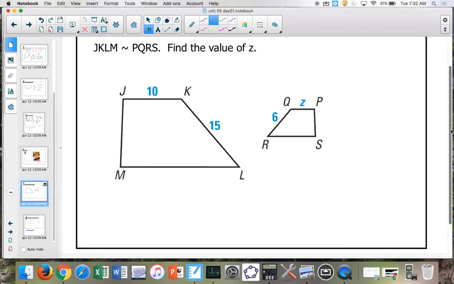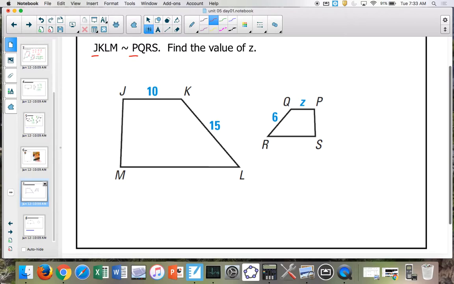In the second example, we're told that these figures are similar, and notice how they match up. J matches up with P. So the second figure is flipped over, but they still match up. You just have to make sure you match up the right sides.